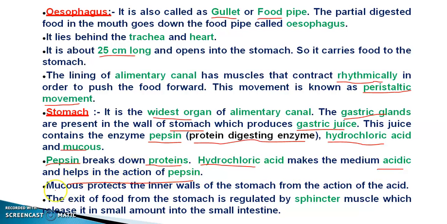Now what is the role of mucus in that case? Mucus protects the inner wall of the stomach, because as I told you, hydrochloric acid is very acidic in nature, roughly pH 2.2. So this mucus protects the inner wall of the stomach from the action of the acid. Now the exit of food from the stomach is totally regulated by the sphincter muscle present in our stomach.